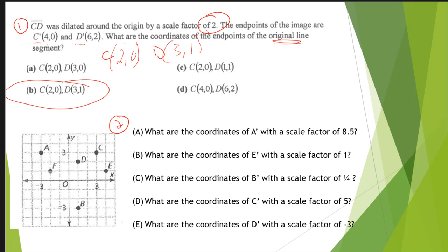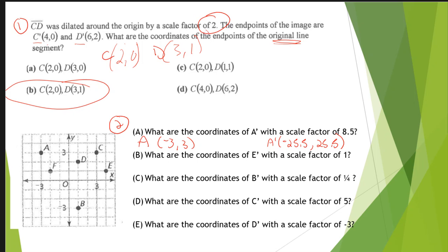All right, for number 2, we'll do a couple of these. I'll do like every other one. For the first one here, it says, what are the coordinates of A prime with a scale factor of 8.5? So the original A was -3, 3. And then we do that times 8.5 to figure out our new value. And it's going to be 25.5. So it'll be negative 25.5 and 25.5.